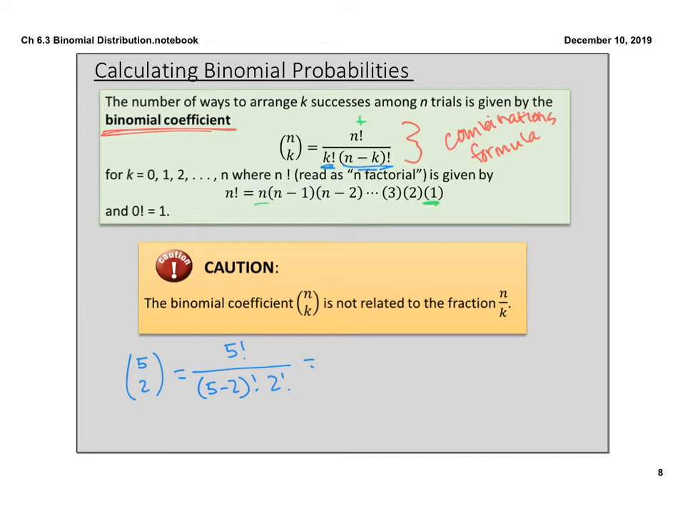But here's what that looks like. Do the subtraction. This is just 3 factorial, right? So then I've got 5 times 4 times 3 times 2 times 1 on the top. On the bottom, I have 3 times 2 times 1, and then I have another 2 times 1. That's what that factorial is. And again, hopefully this is a refresher for you. Hopefully you've seen this before. It may have been a long time, but you should have seen this before.